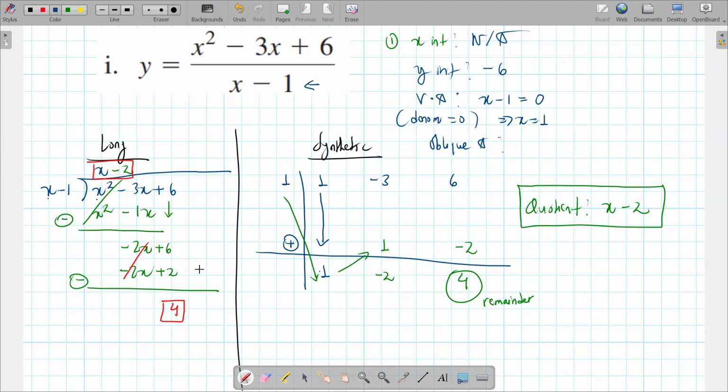So you can do whichever way you want. I prefer synthetic. It's quicker. But you need to know how to do long division in case your divisor is x squared or x cubed or something. So the quotient is the oblique asymptote. So our oblique asymptote is at x minus 2.